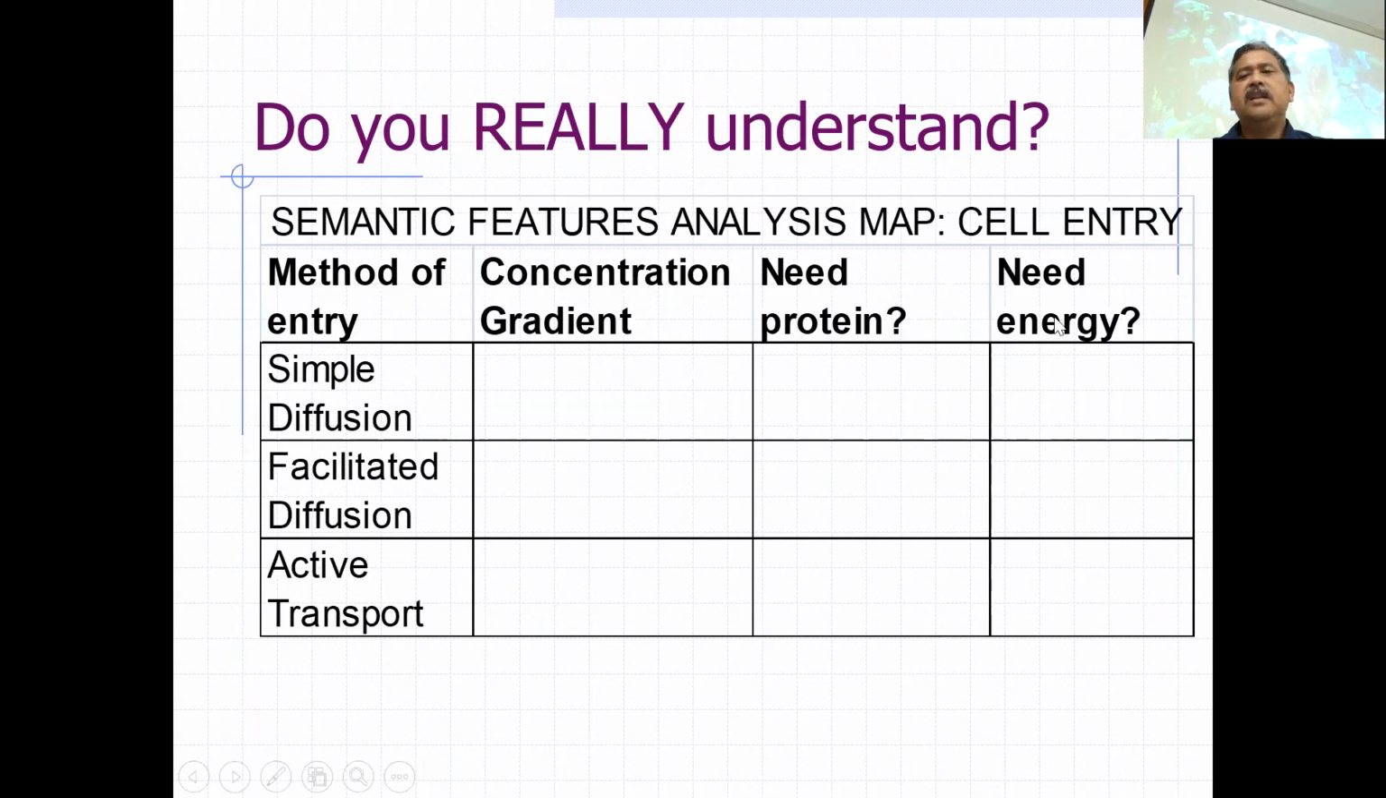Does it need a protein? Does it need extra energy? Well, to give you a hint, for the concentration gradient, for facilitated diffusion, it goes from high to low. Hopefully you can fill those in. Does it need a protein? Well, simple diffusion doesn't need a protein. Does active transport need extra energy? Sure does. Now, if you can fill out the other ones, you're doing really well, and you're on your way to understanding diffusion, osmosis, and the structure and function of the cell membrane.